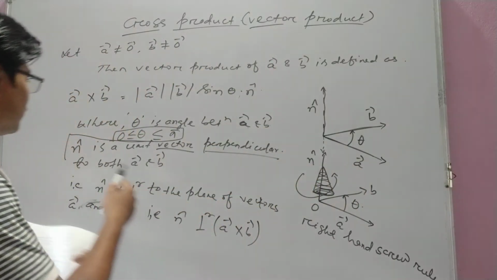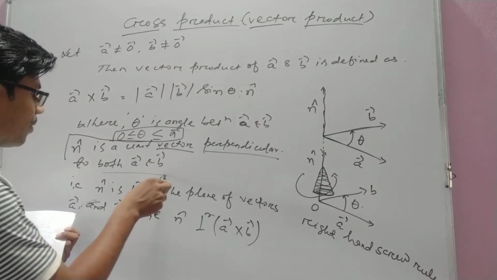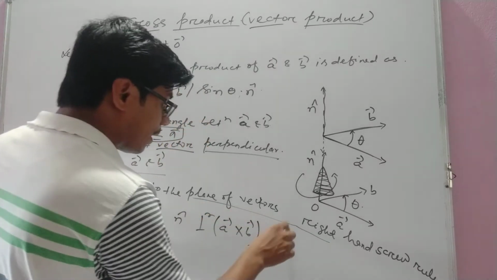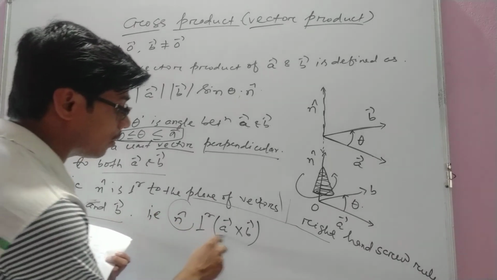So it is written there that n cap is a unit vector perpendicular to both A vector and B vector. That means n cap is perpendicular to the plane of A vector and B vector. That means n cap is perpendicular to A cross B.